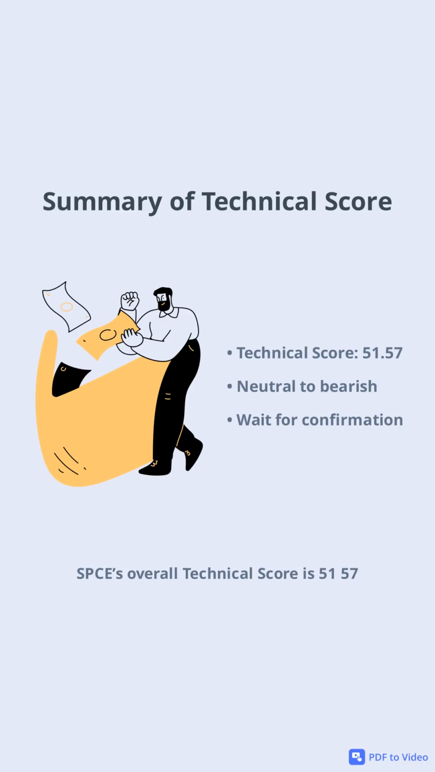SPCE's overall technical score is 51.57, with a trend quality index of 44.72 and a momentum score of 11.64. These values suggest a neutral to slightly bearish technical outlook. The stock is not in a strong trend, and momentum is weak. This means traders should be cautious and look for confirmation from multiple indicators before making any moves.